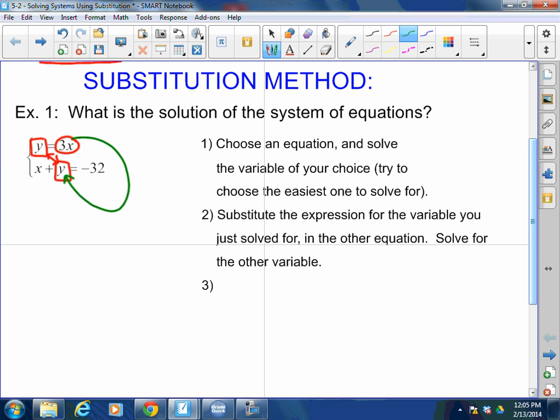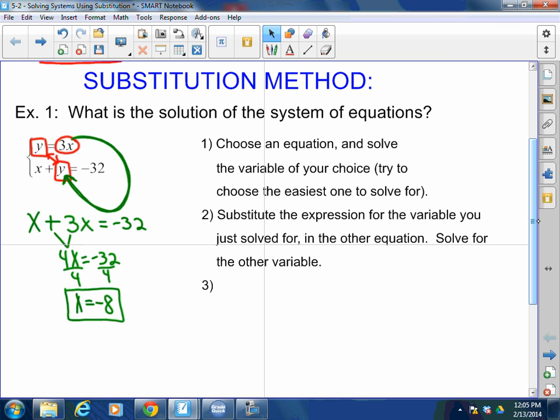So substitute the expression for the variable you just solved for in the other equation. Solve for the other variable. So now I have x plus y, which is 3x, because I substituted, equals negative 32. X plus 3x is 4x, which equals negative 32. Divided by 4, x equals negative 8. Does everyone understand what I have just finished doing? This is just the first two steps.